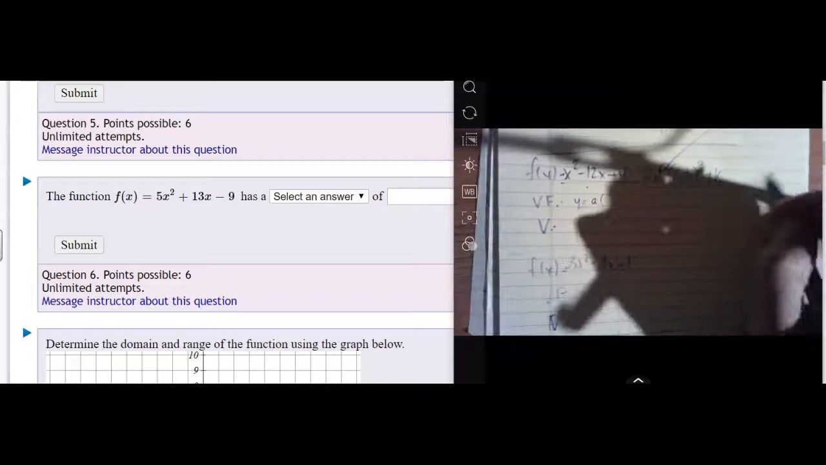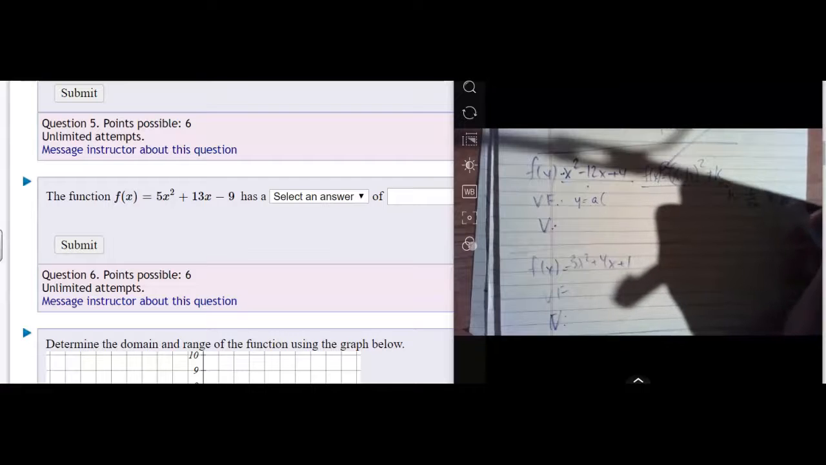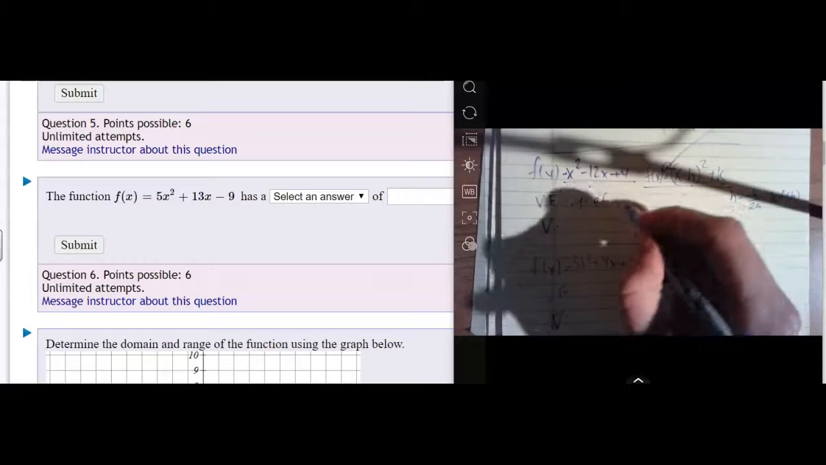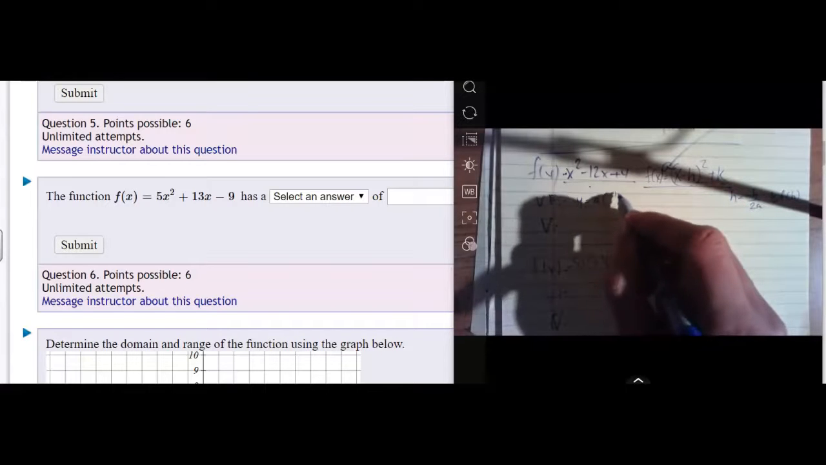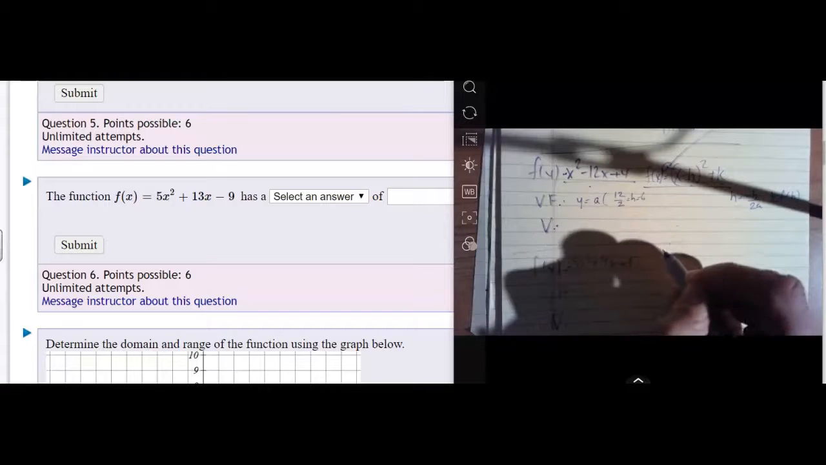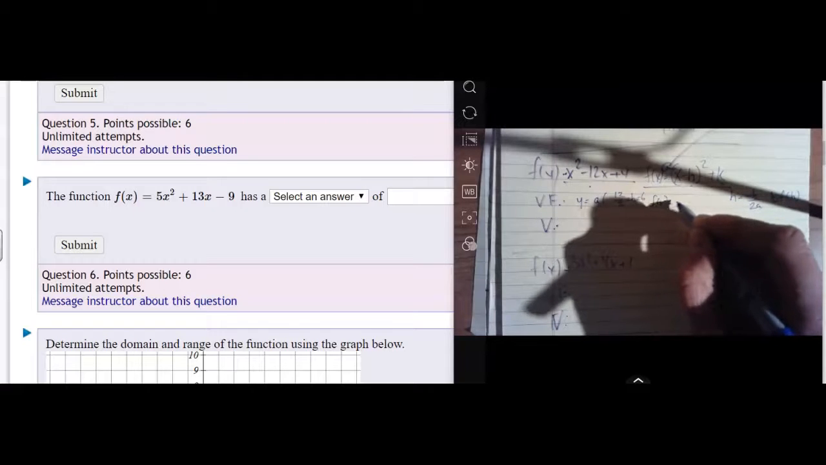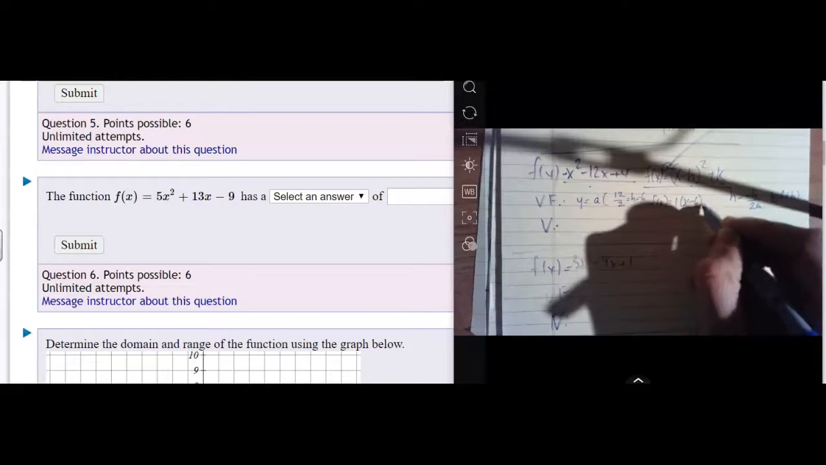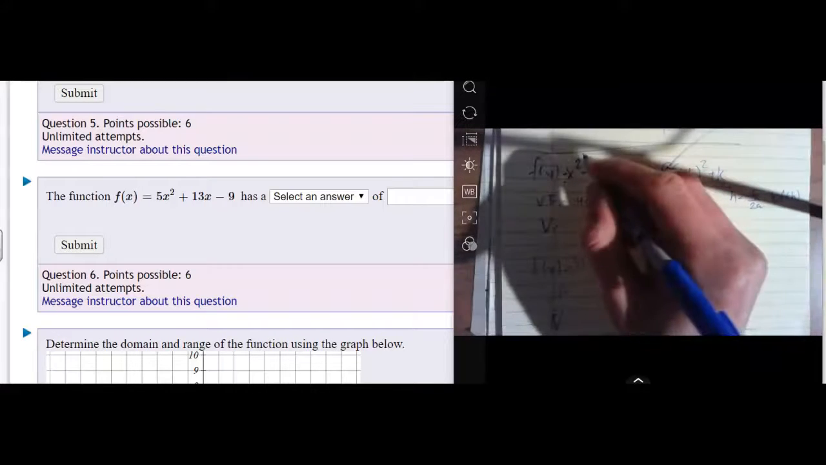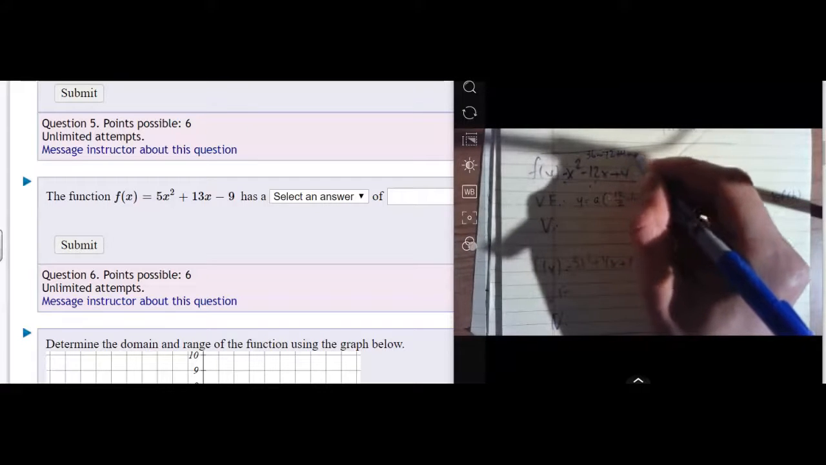Now, h you get from doing negative b over 2a, and k you get from finding f of h. So negative b over 2a in this case would be 12 over 2, which means h is going to equal 6. So we're going to have f of x, where a is 1, so it's x minus 6, and then you plug 6 into the original equation to find k. You're going to get 36 minus 72 plus 4, which gives you negative 32.